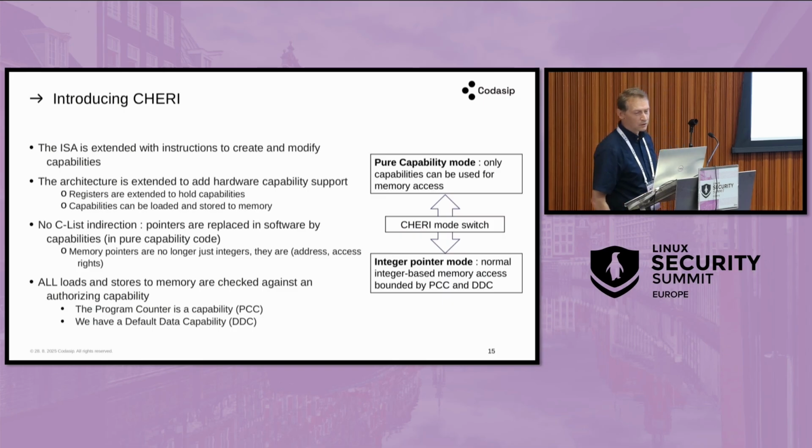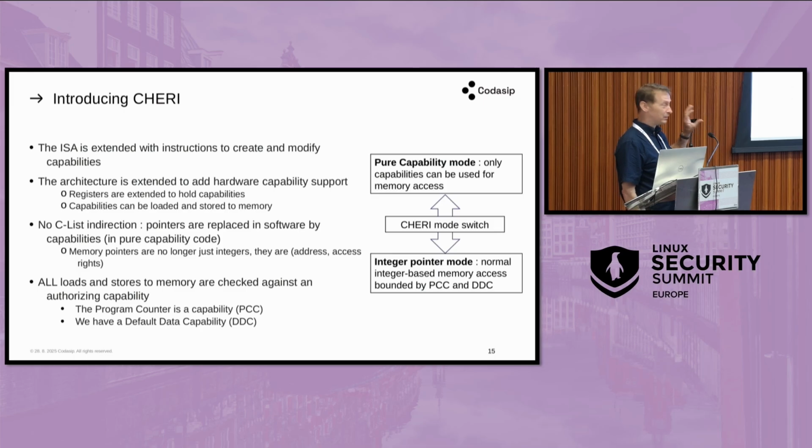So, digging into the details a bit more, what do we do? Well, CHERI modifies the ISA itself. It extends it with additional instructions that allow you to manipulate these capabilities. So things like create and other things that you'd normally expect to do with a pointer, like increment, so arithmetic operations. The architecture itself, hardware, has to be extended to include this new hardware type of a capability as well.